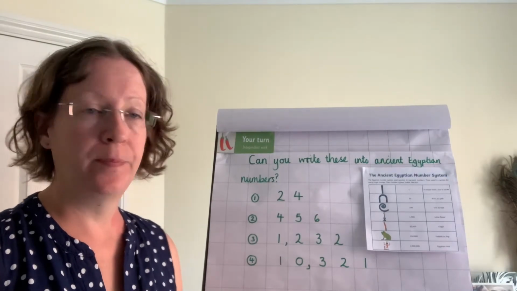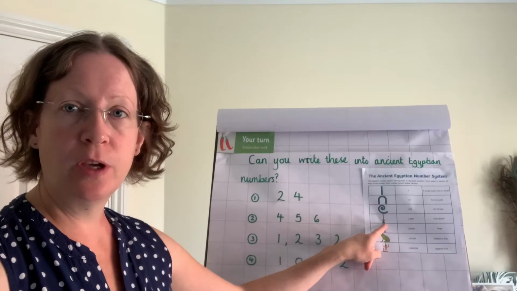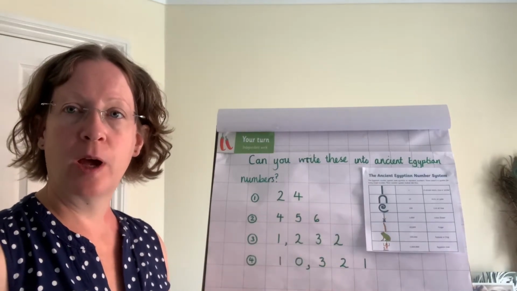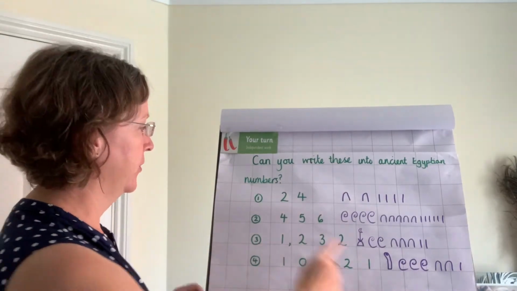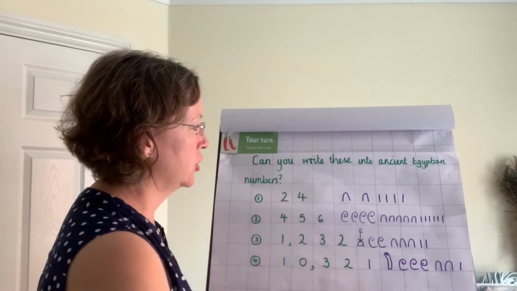Okay, for your second mini activity, can you have a go at writing these 4 numbers using the ancient Egyptian numeral system? I've put the decoder here for you to use, so if you can pause now and have a go at writing those and then come back and we'll check. How did you get on? Okay, so question 1. We'd have to have 2 arches and 4 lines.